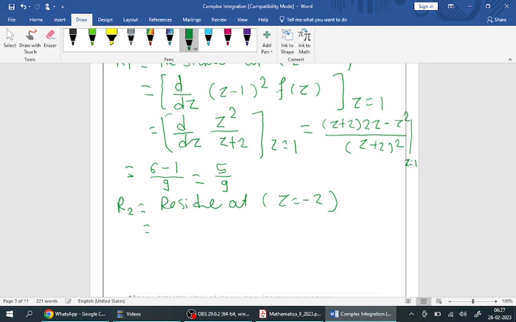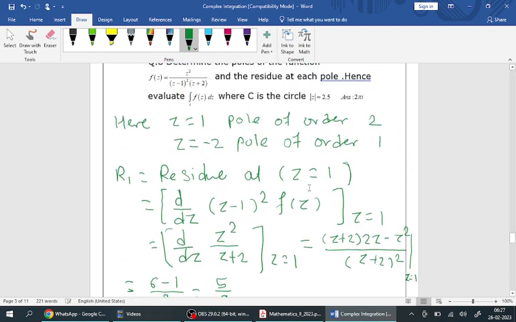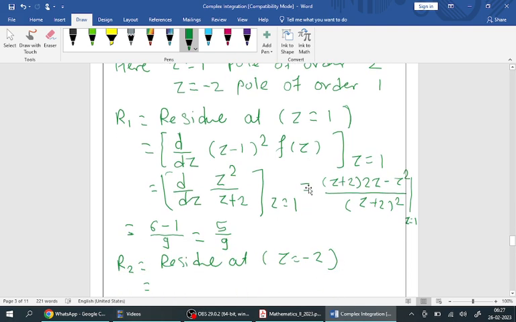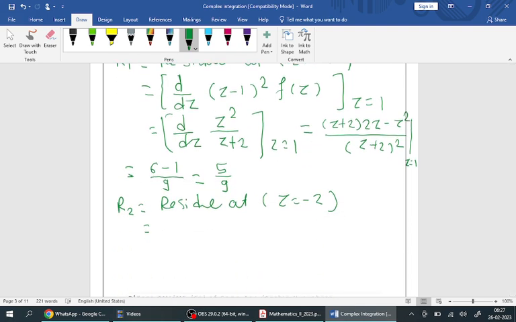In this case it is a simple pole, so the z plus 2 factor gets cancelled, and we're left with z square upon (z minus 1) square at z equal to minus 2. If you replace z by minus 2 here, minus 2 squared is 4, upon (minus 2 minus 1), that is minus 3 squared, which is plus 9, so 4 by 9. 4 by 9 is R2.